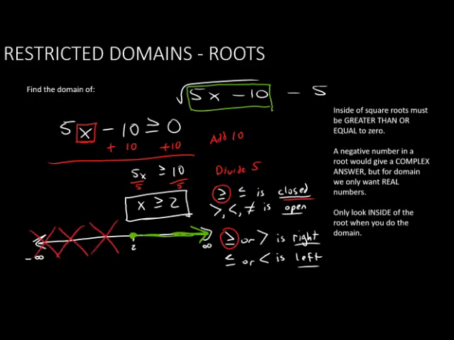Our solution set, shaded in green, will be from 2 to infinity. Also, since we have a closed dot on 2, we will use a square bracket in that position, and infinity is always parentheses. This is how we find the domain of a square root function. This will be the case anytime you have a square root or any even root.